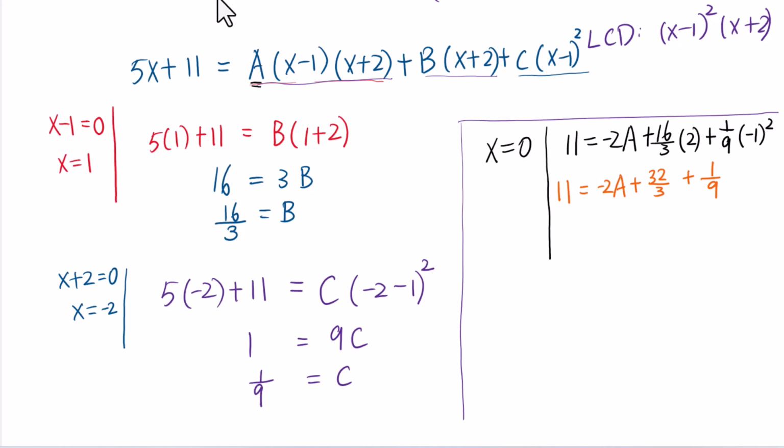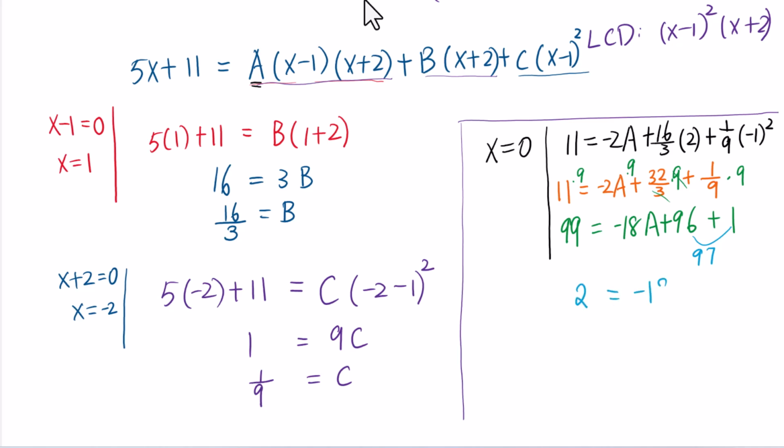Get rid of the denominator. Times 9 for every single term. 99 equals negative 18a plus 32 times 3, 96, plus 1. Combine like terms. This is 97, minus 97 on both sides. We got 2 equals negative 18a. So a equals negative 1 over 9.